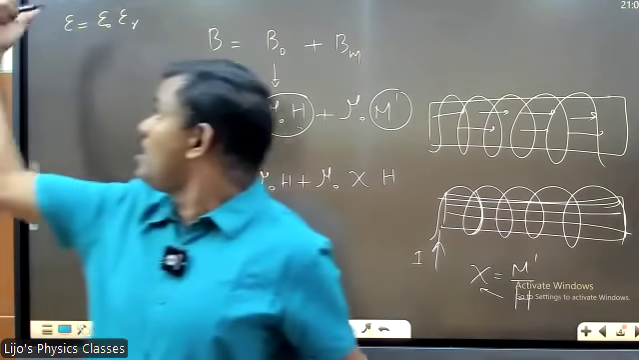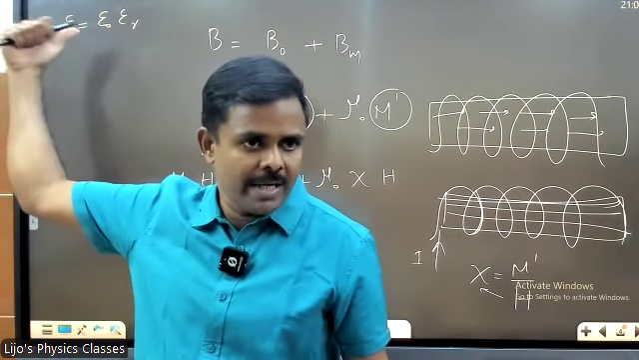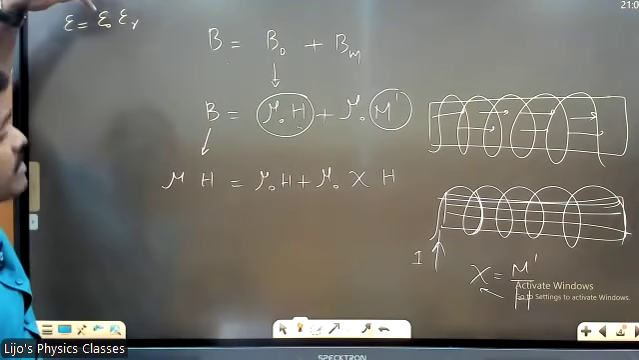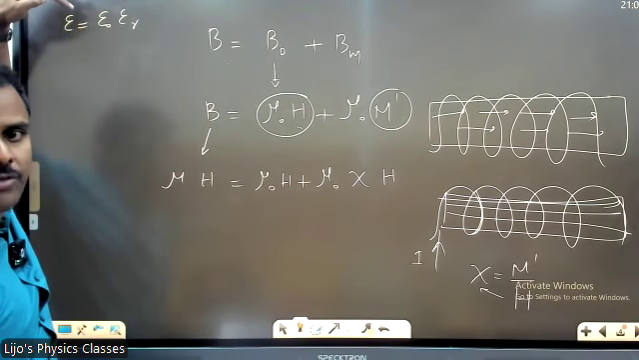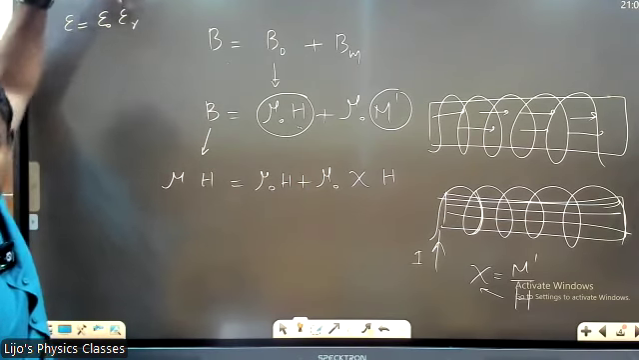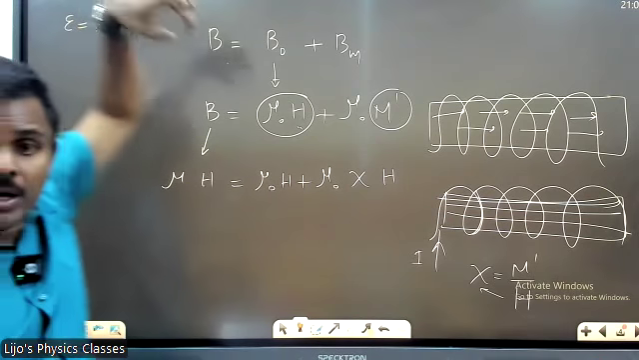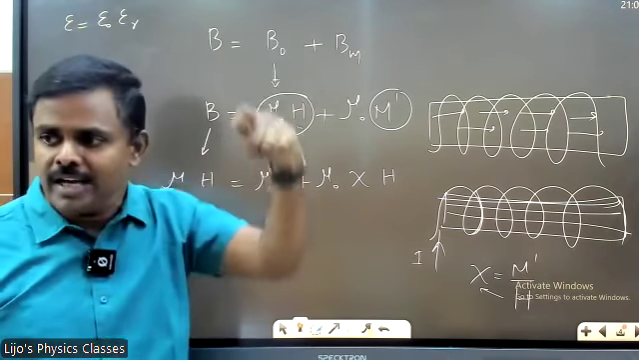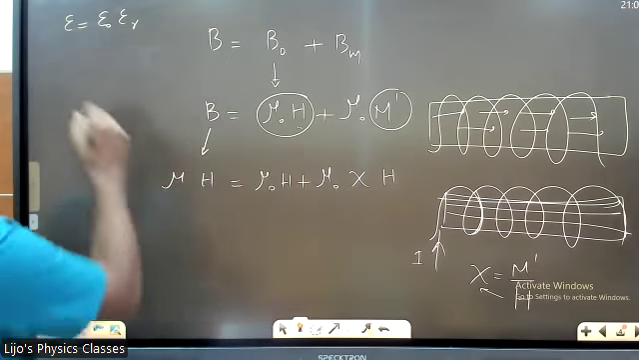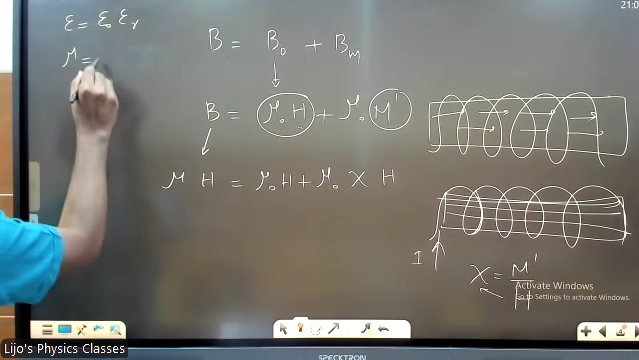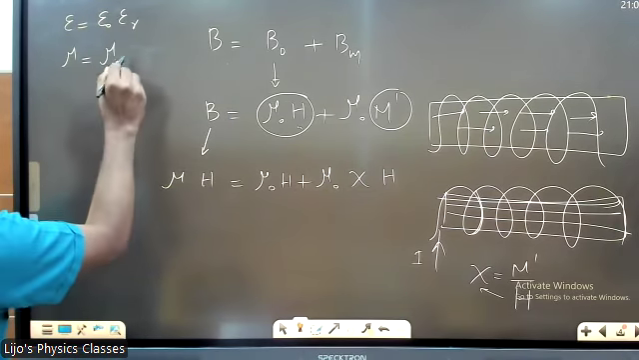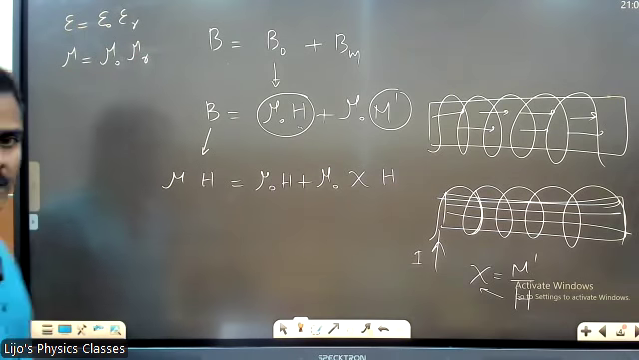This epsilon was called permittivity. This is the permittivity of free space, or permittivity of vacuum. This is relative permittivity, right? These terms belong to electricity, whereas we have magnetism, where we have permeability. Permeability is what? Permeability of free space into relative permeability.